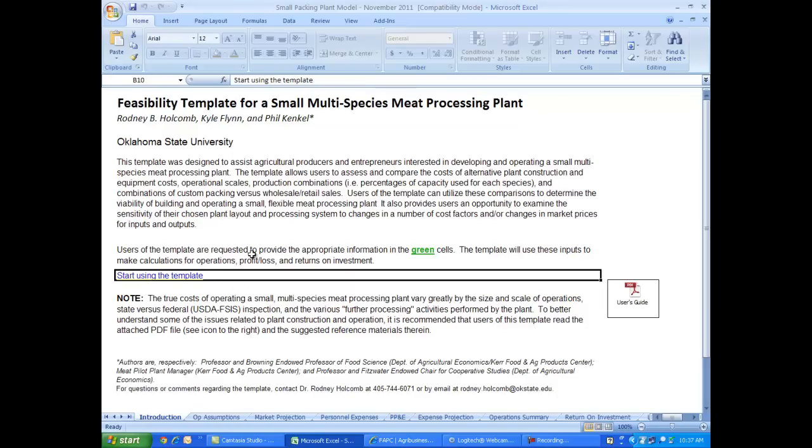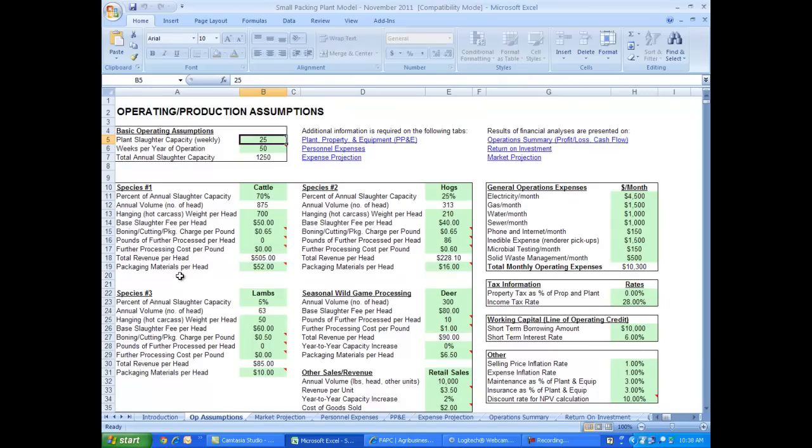It also says that users are asked to put their information in the green shaded cells, which I'll show you in a minute. There's also a user's guide that's an embedded PDF document in this template. That tells you a lot about how the template operates and also gives you some good reference materials to examine. When you're ready to use the template, click on Start Using the Template.